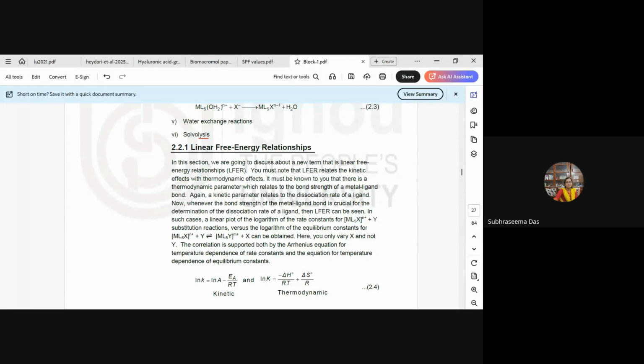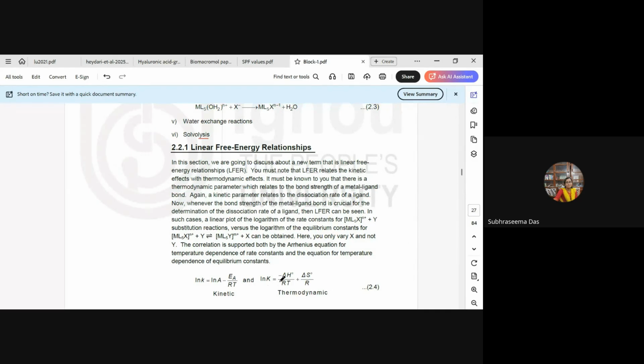Now coming to linear free energy relationships, LFER. LFER relates the kinetic effects with thermodynamic effects. We must know that there is a thermodynamic parameter which relates to the bond strength of a metal-ligand bond, and a kinetic parameter which relates to the dissociation rate of the ligand. Whenever the bond strength of a metal-ligand bond is crucial for the determination of the dissociation rate of a ligand, then LFER can be seen. In such cases, a linear plot of the logarithm of the rate constants of the substitution reaction versus the log of the equilibrium constant K can be obtained.